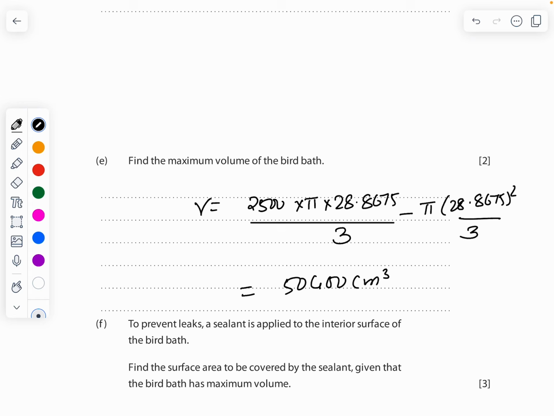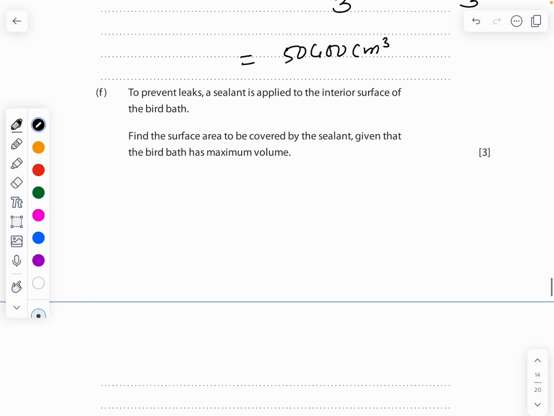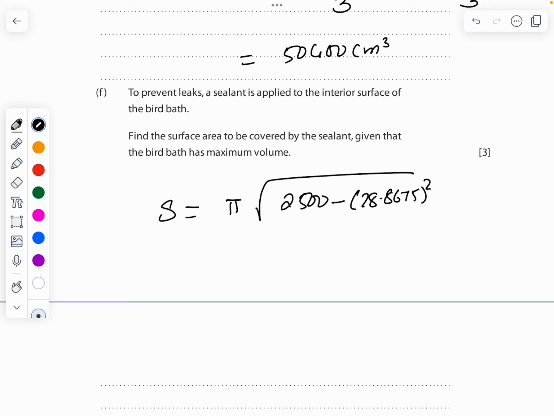Part F. To prevent the leaks, a sealant is applied to the interior surface of the bird bath. Find the surface area to be covered by the sealant given that the bird bath has maximum volume. So surface area is pi r times the slant height: pi times the square root of 2500 minus 28.8675 whole square, times 50. Which is 6410 centimeters square.